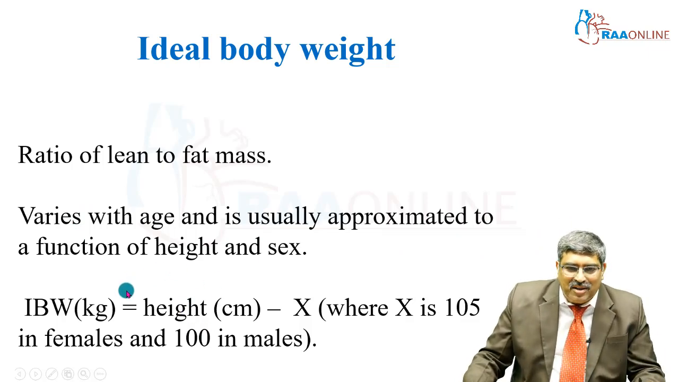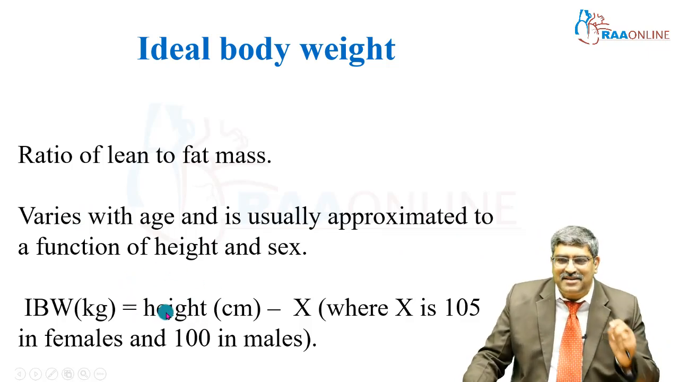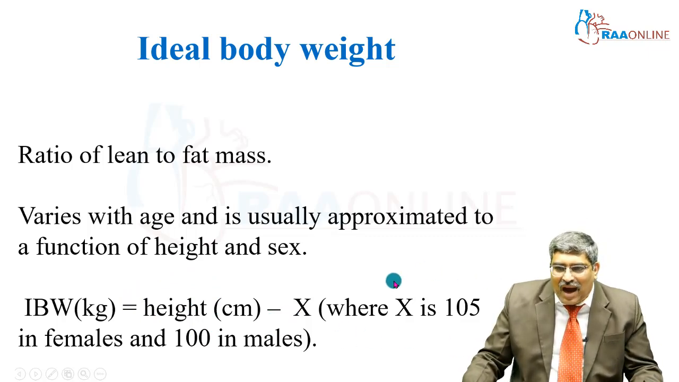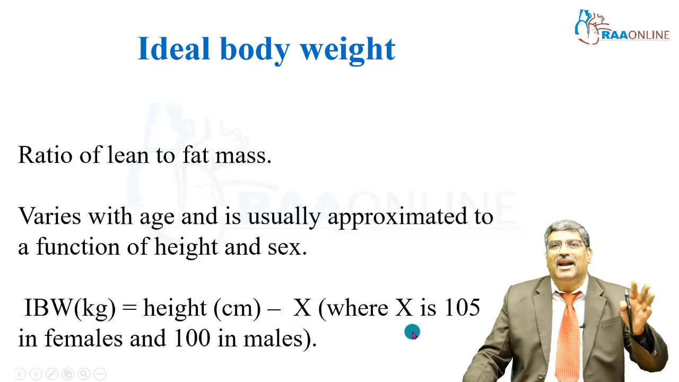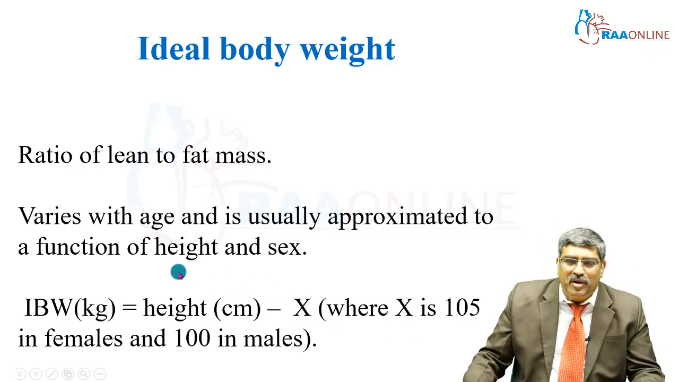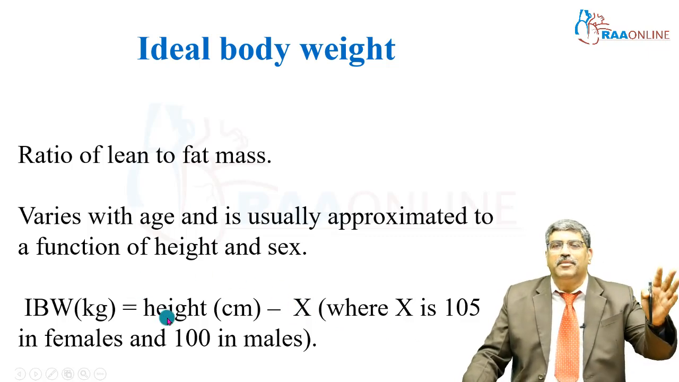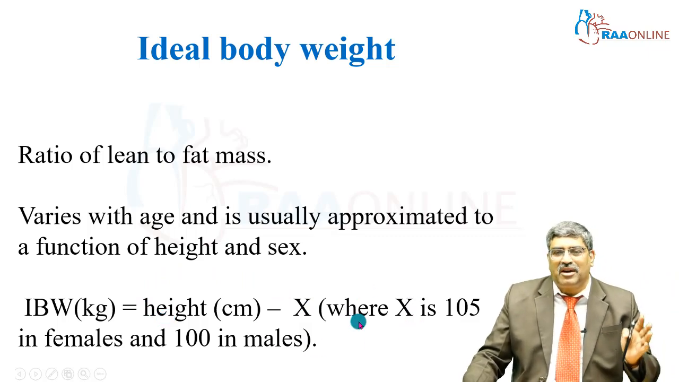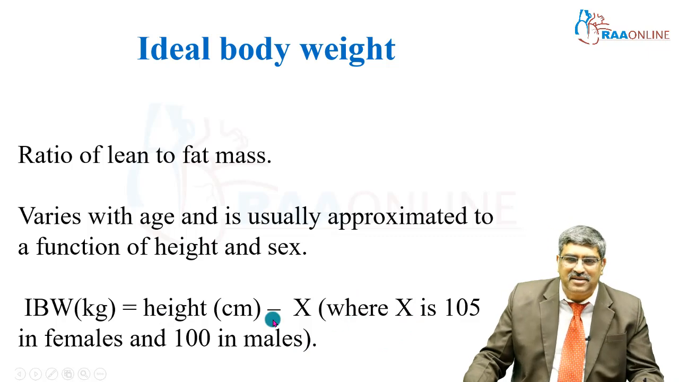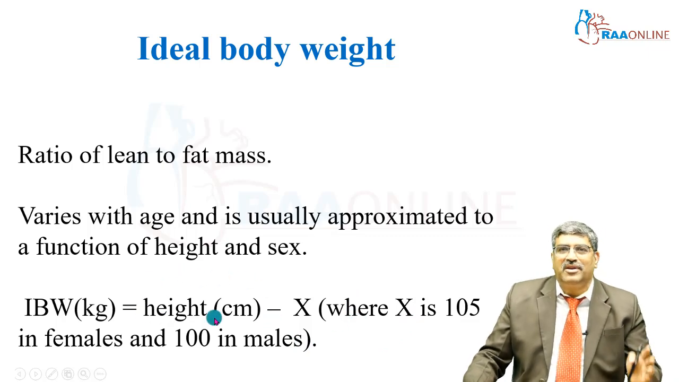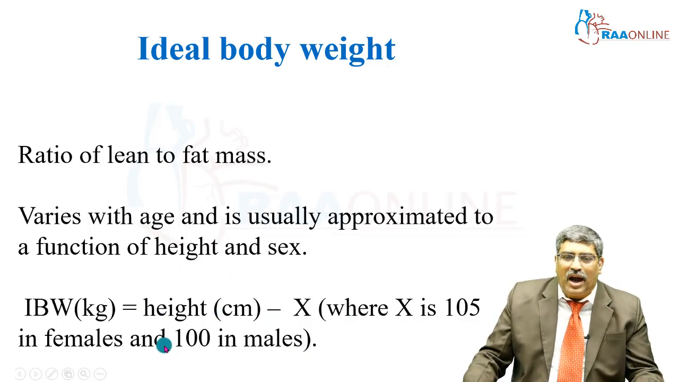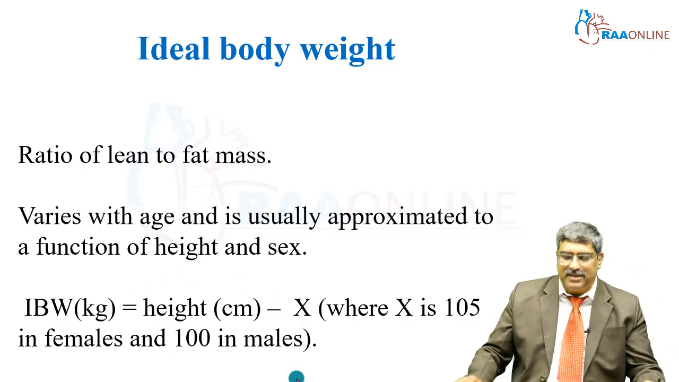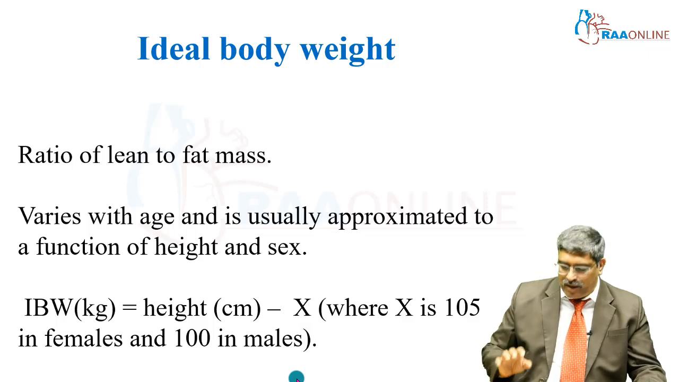It is calculated by the formula height in centimeters minus x, where x is 105 in females and 100 in males. For example, if you take a 150 centimeter female, your ideal body weight will be roughly around 45 kgs. If you take a 170 centimeter male, your ideal body weight will be somewhere around 70 kg. That is how you calculate an ideal body weight.